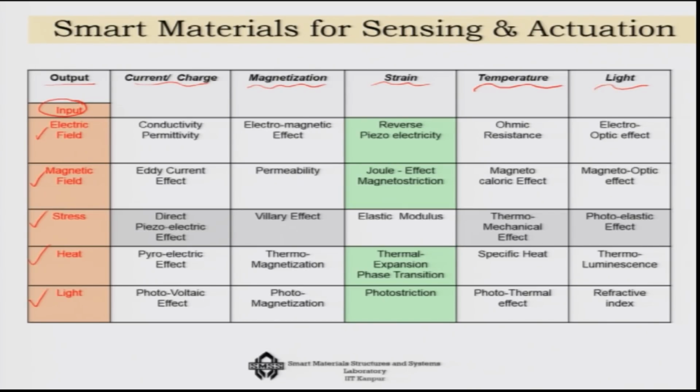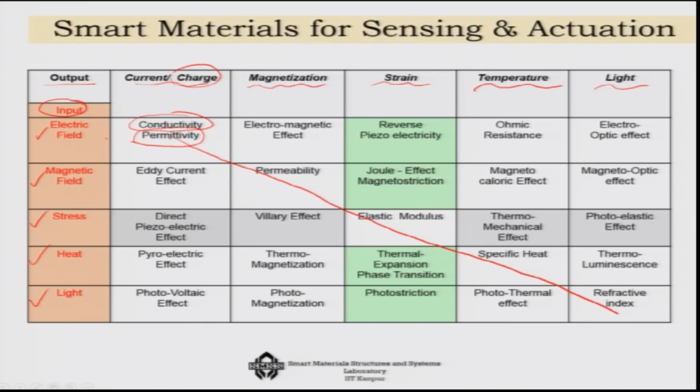Now, if I look at the diagonals of this particular matrix, then if I apply an electric field and I actually get current out of it, it is the conductivity that is operational. If it is a dielectric material, I get charge out of it. So, that is due to the permittivity.